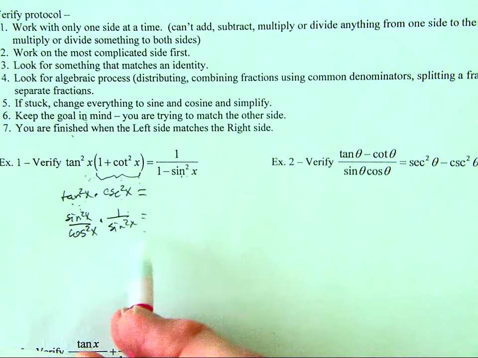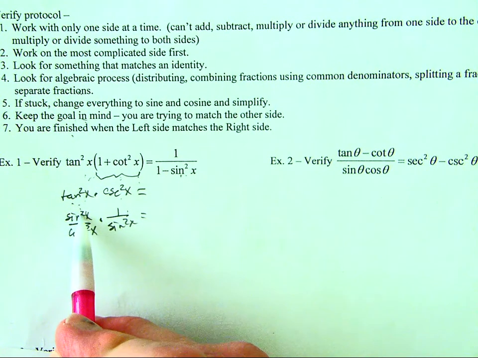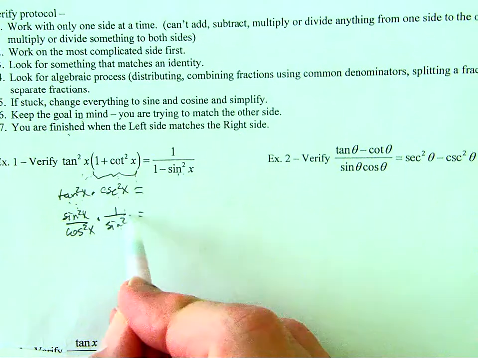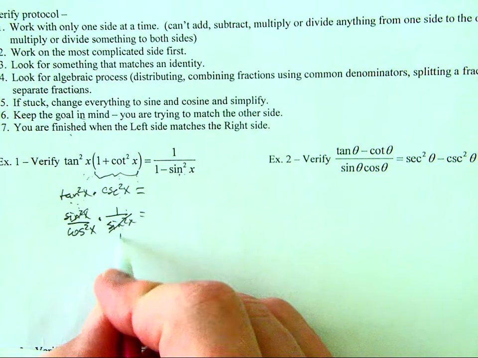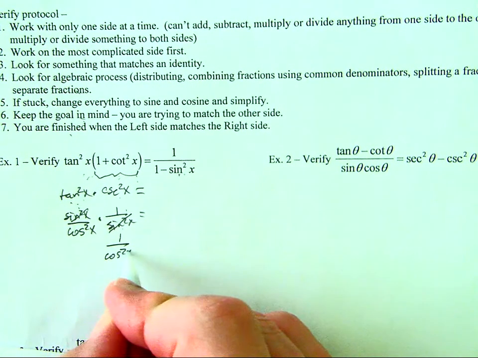Well, now we're multiplying two fractions. Here I have a sine squared on top and a sine squared on the bottom. I can divide top and bottom by sine squared. Now I have 1 over cosine squared.